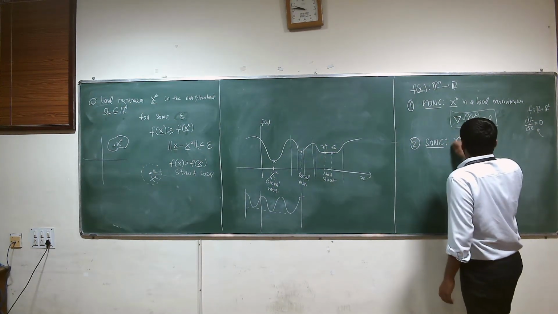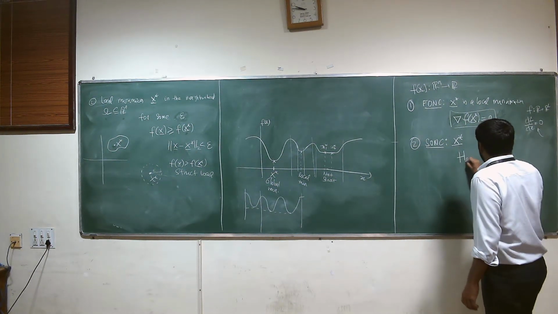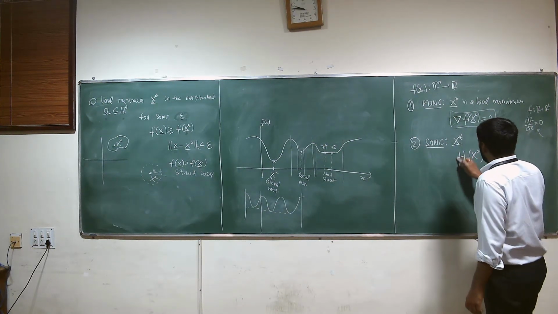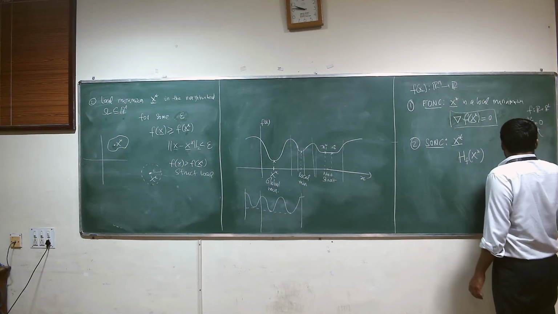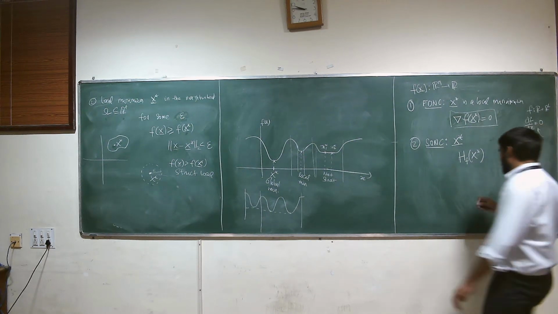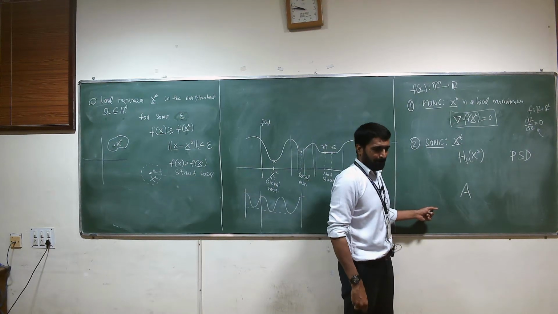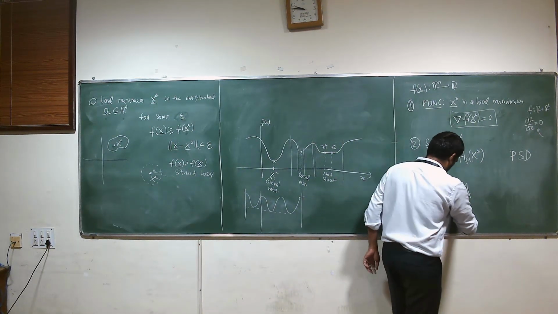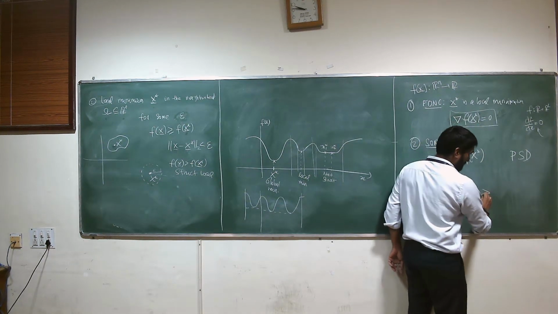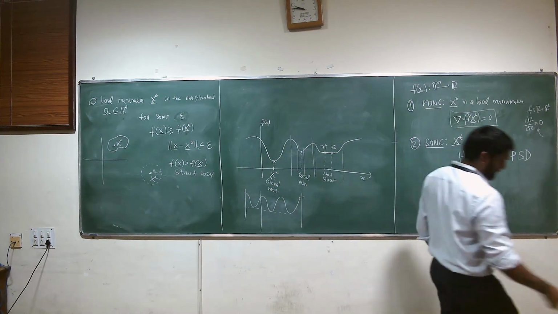The condition that tells you it's a minima is: x star is a local minima if the Hessian of this function at x star is positive semi-definite. What does it mean? What is the definition? When is the matrix A positive definite? Well, if it's positive definite, it's greater than zero. Yes. Okay, everybody remembers this. That's good.